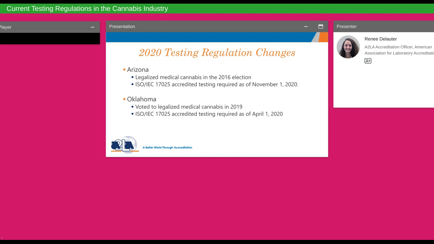Some cons for requiring accreditation before testing or receiving a license is cost. Most labs do not have revenue before they start testing, so this is a big upfront cost. Assessors are not viewing any customer-generated data, such as C of A's, since the laboratory is not actually testing. Also, the validations are not done with in-matrix samples, which could affect results.